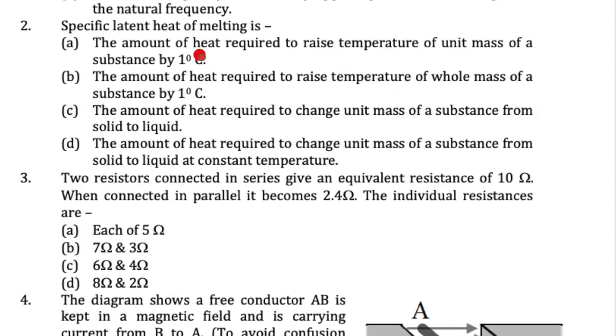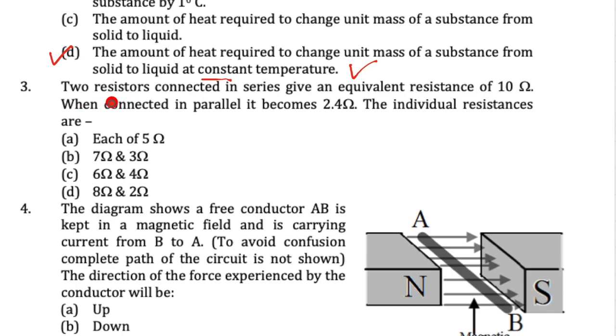The second one, the latent heat of melting is the amount of heat required to raise the temperature? No, because this is latent heat. So we can't. The amount of heat required to raise the temperature? Again, no, temperature will remain constant. So not this. The amount of heat required to change the unit mass of substance from solid to liquid? Yes, but it will have to be at a constant temperature. Let us see D. The amount of heat required to change the unit mass of a substance from solid to liquid at a constant temperature? Yes, so this is the correct one.